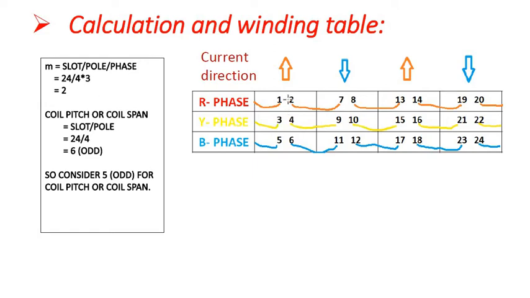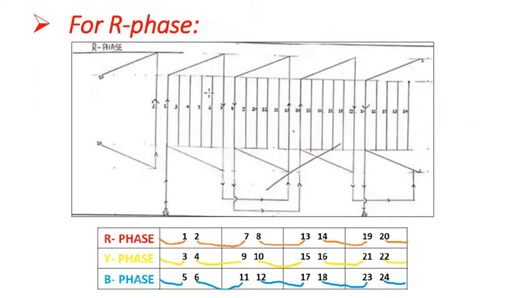So we can see that this is 6, but we considered 5 for the coil pitch. So 2 plus 5 is equal to 7, 8 plus 5 is equal to 13, 14 plus 5 is equal to 19, 20 plus 5 is equal to 25, but we have only 24 conductors. So after 24, our first conductor is considered again as 25. So this is the connection of the coils.